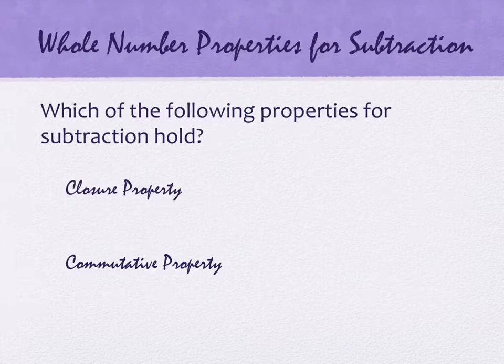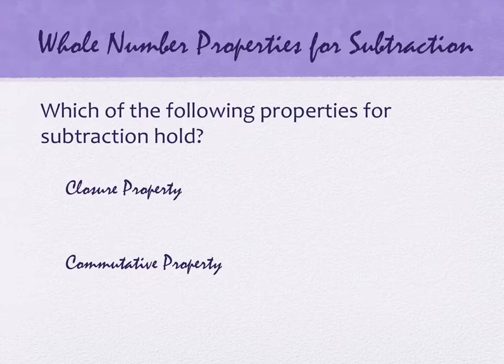We're going to talk about which of these following properties, there's 4 of them so far that we had for addition, which ones of them hold for subtraction. So the first thing we're going to talk about is closure. Remember, closure was the idea with addition that if I took 2 whole numbers and I added them together, I got another whole number. The question is, does that work for subtraction?